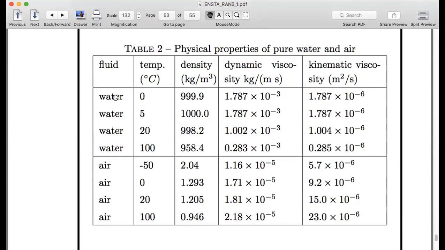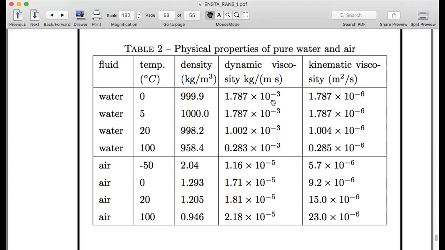So if we have water, it's kind of interesting actually, because you think of water probably as being more viscous than air, right? Or that would have been my intuition. And that's true in terms of the dynamic viscosity, but not in terms of the kinematic viscosity.